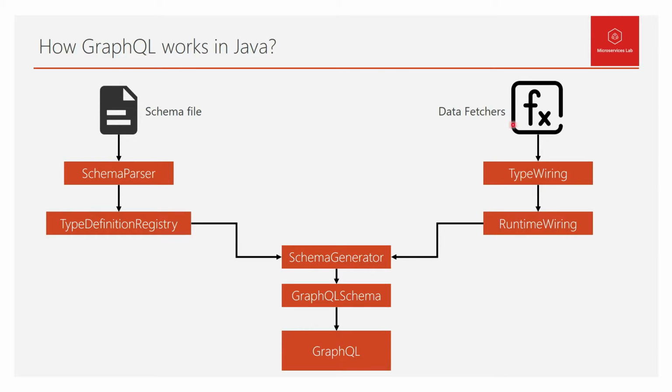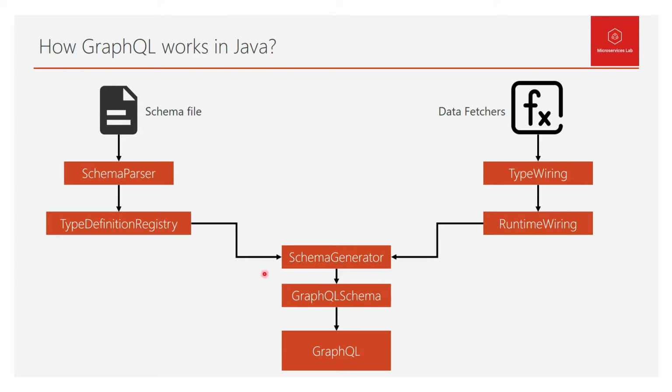So there can be more than one linking. So then there can be more than one instance of type wiring. We feed all the instances of the type wiring to the runtime wiring in order to create an instance of the runtime wiring class. Now we have two instances, one of the type definition registry and the other is the runtime wiring instance. Now we combine them with the help of this schema generator class.